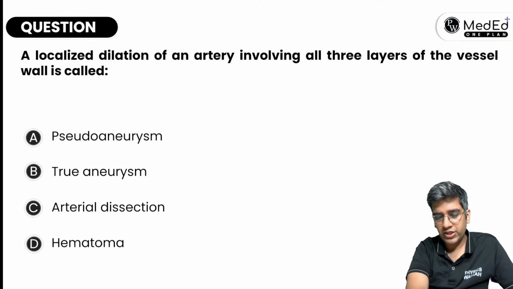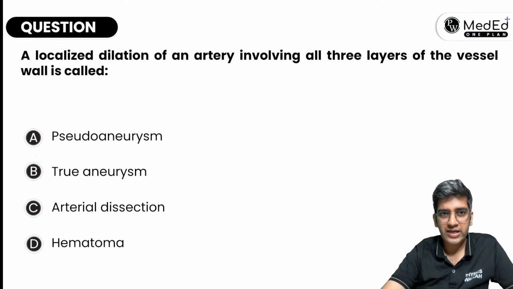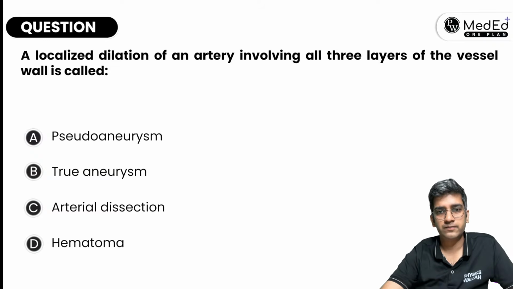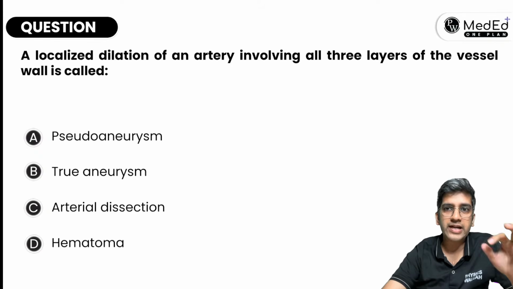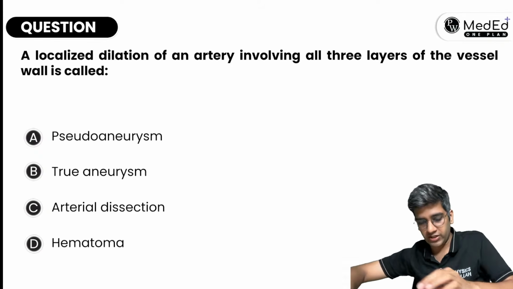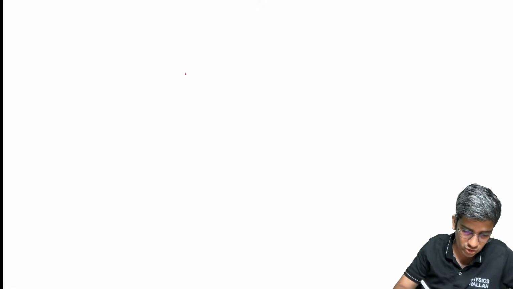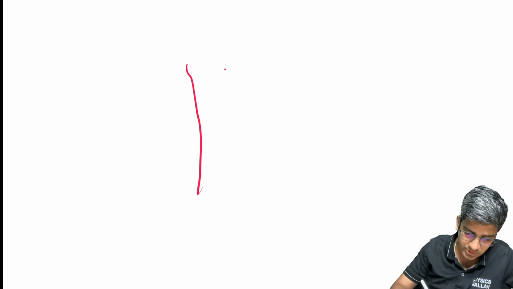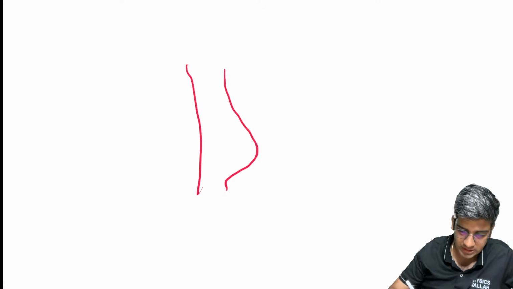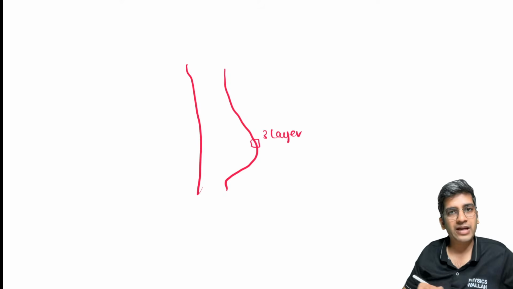A localized dilatation involving all three layers of the vessel is called a true aneurysm, right? Actually, when it's a pseudoaneurysm, there's a beautiful image in Robbins, if you've seen that. A normal aneurysm will have a localized outpouching, where this will have all three layers: tunica intima, media, and adventitia.